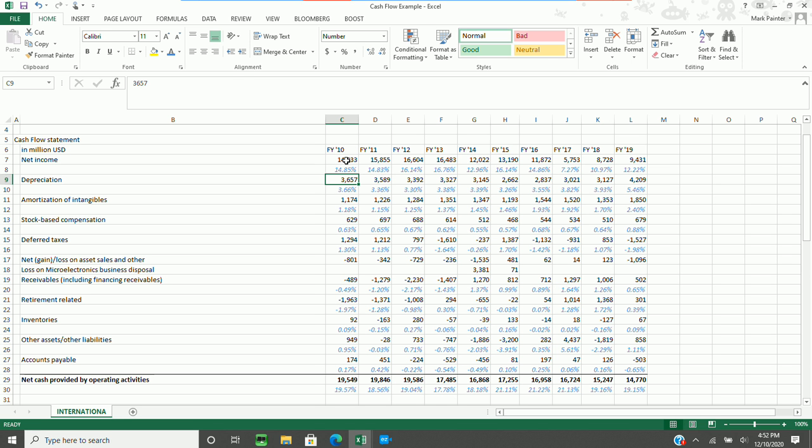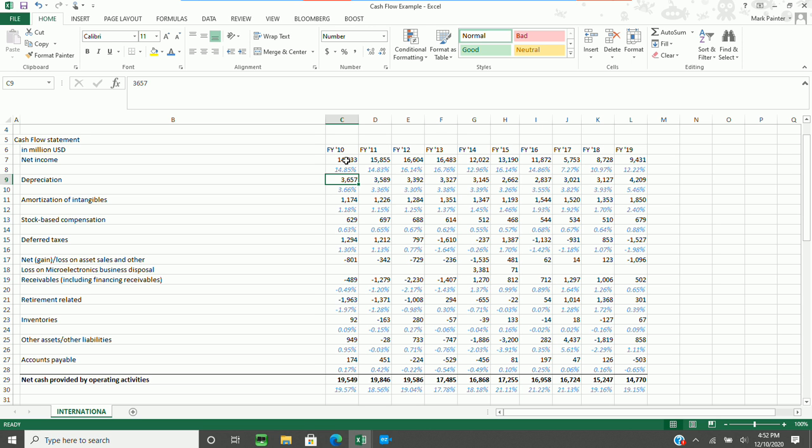So even though you have depreciation of $3.6 billion here, which is this number, you didn't actually spend $3.6 billion. So that's why you add it back.